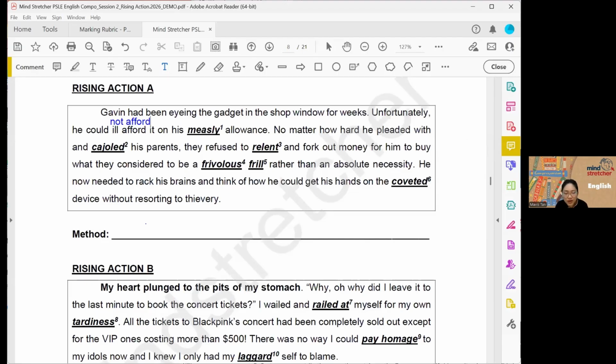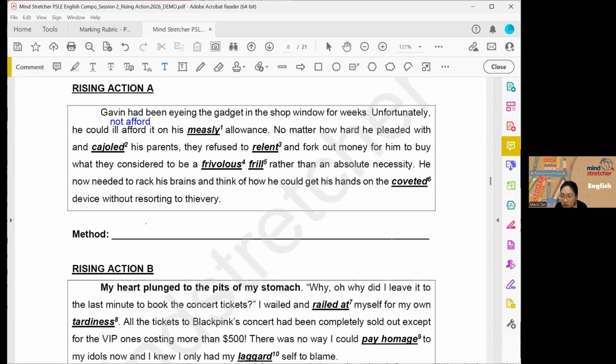Resort to thievery. Thievery comes from the word thief. So thievery is the noun. Thief is the person. Thievery is the action. Okay. Resorting to thievery means he resorted to stealing.